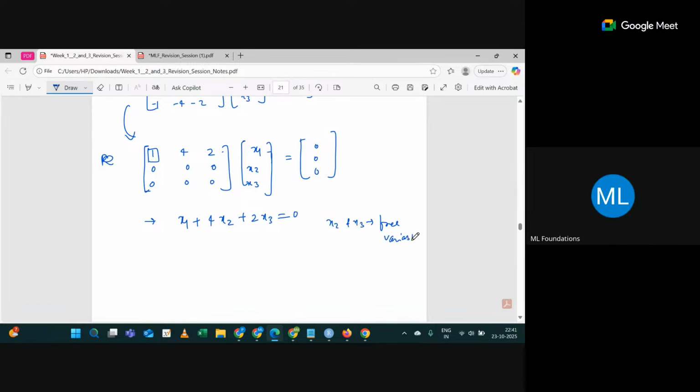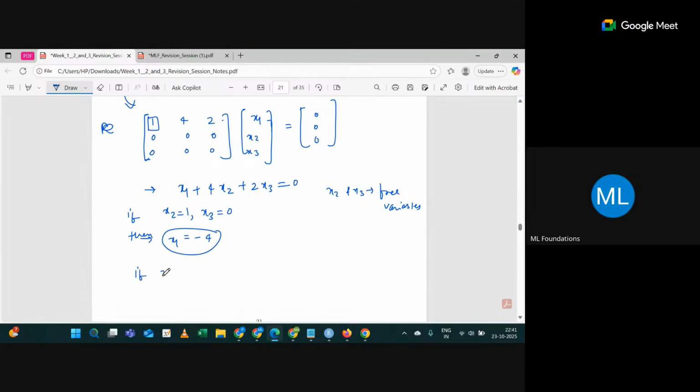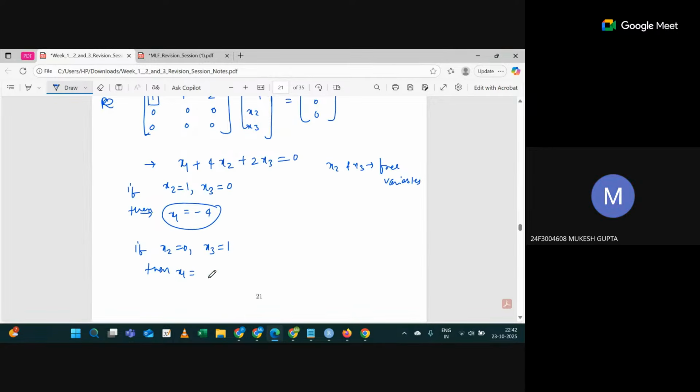So I can substitute. Let's say I put x2 as 1 and x3 as 0. Then what will we get? We will get x1 plus 4 equal to 0, so x1 equal to -4. If x2 is 0 and x3 is 1, then x1 equal to -2.